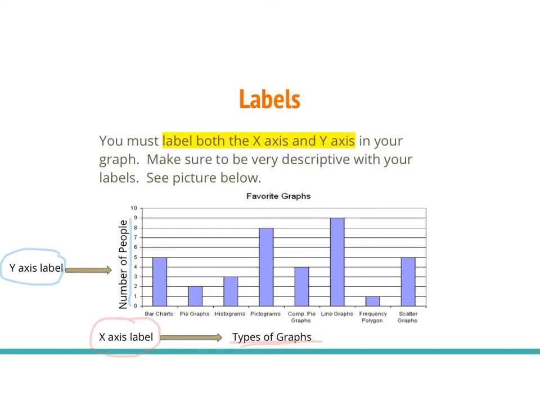Or if I look at the one next to it, pie graph, follow the bar up and over, we get 2. So 2 people like the pie graph. That's their favorite type of graph.